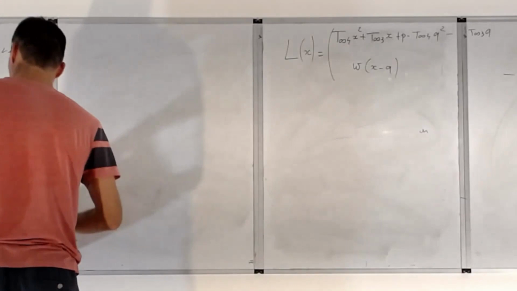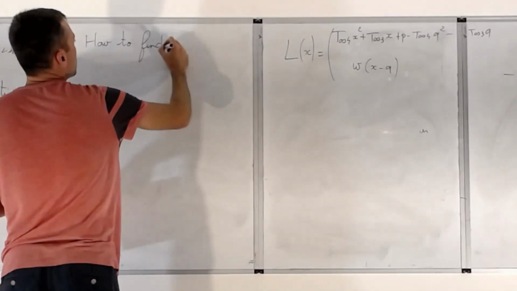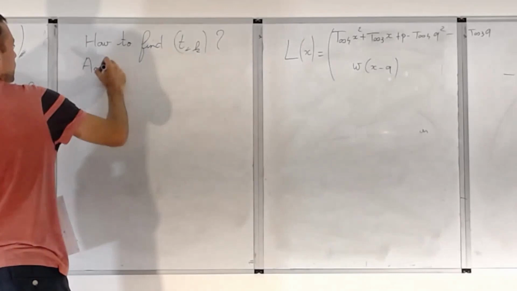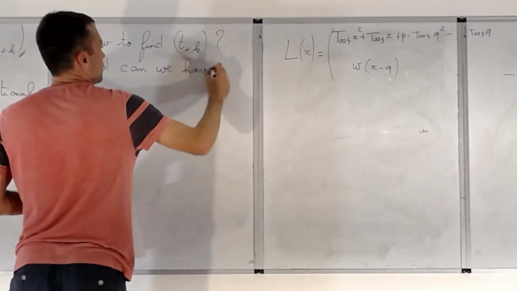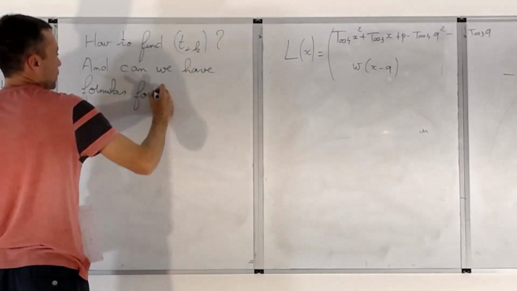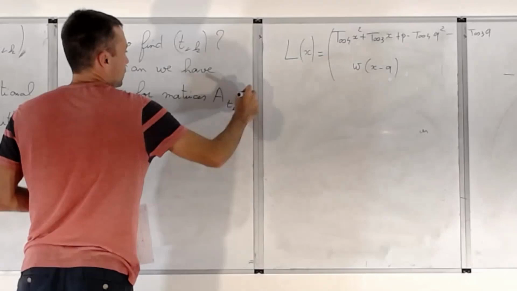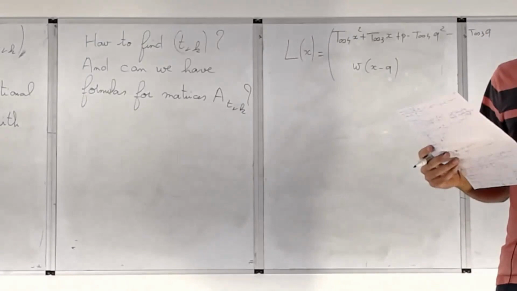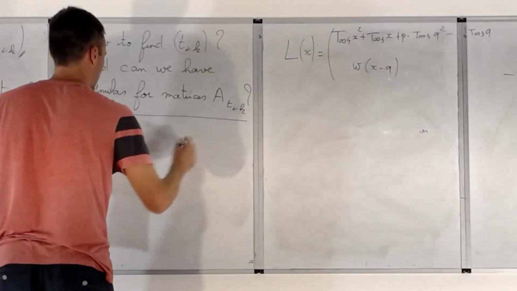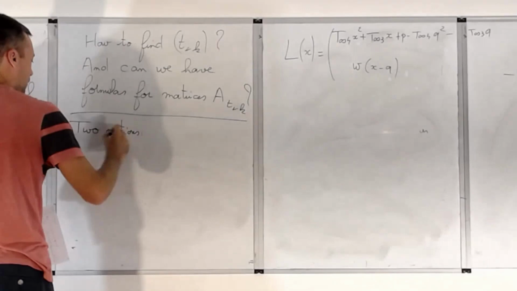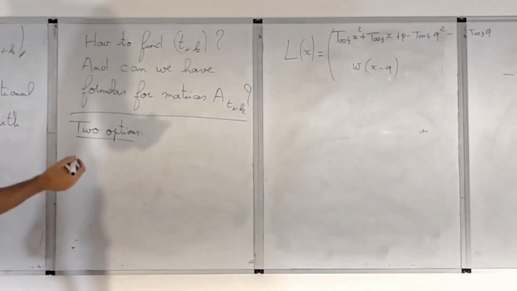So, how to find them in your case, and can we have formulas for the matrices? So you have two options here, depending on what you want to do. So the first option is, okay, assume that it exists.